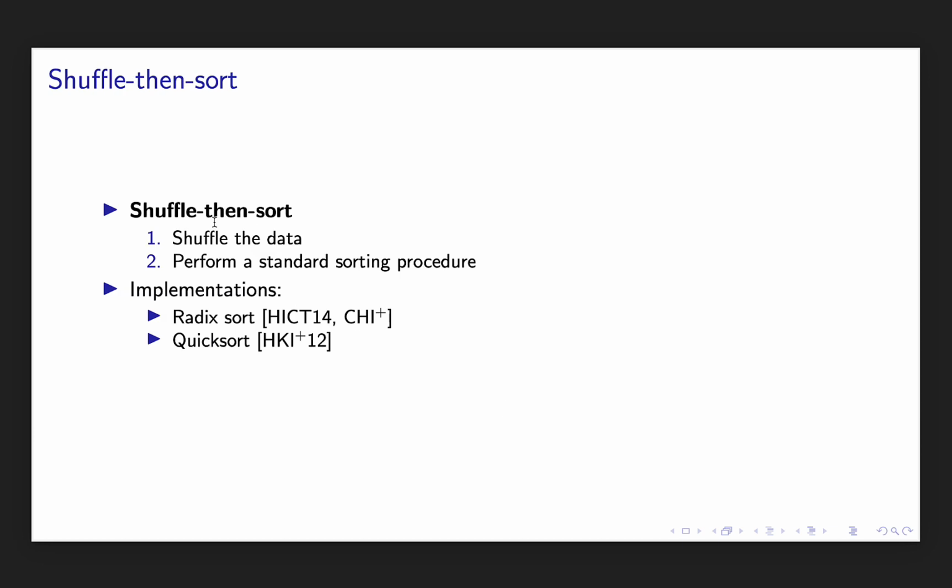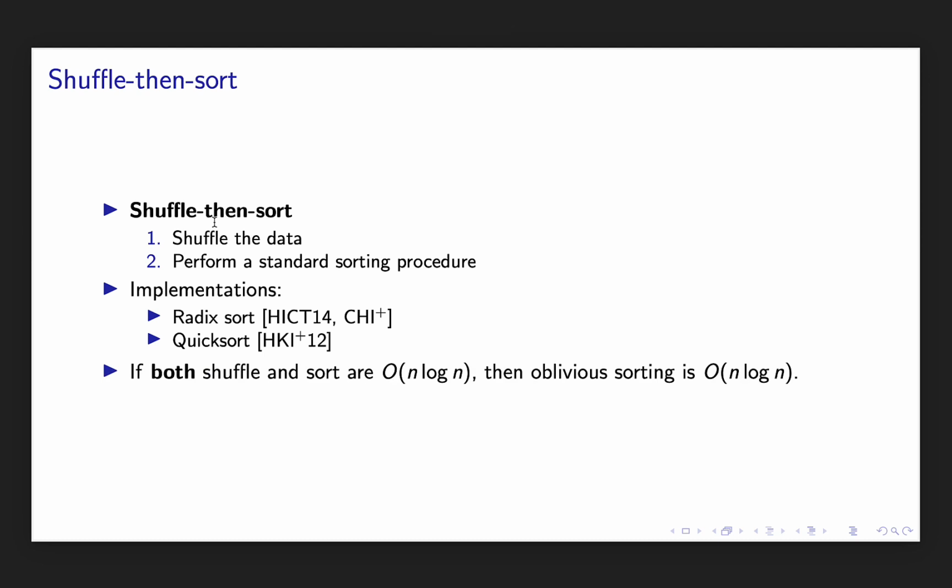An alternative method for obliviously sorting a list is the shuffle-then-sort paradigm. The shuffle-then-sort paradigm works by obliviously shuffling the data and then performing a standard sorting procedure where the data movement is in the clear. And the oblivious shuffle ensures that the data movements performed by the standard sorting procedure are actually independent of the underlying data. And the shuffle-then-sort paradigm can be used with a variety of standard sorting algorithms like radix sort or quicksort.